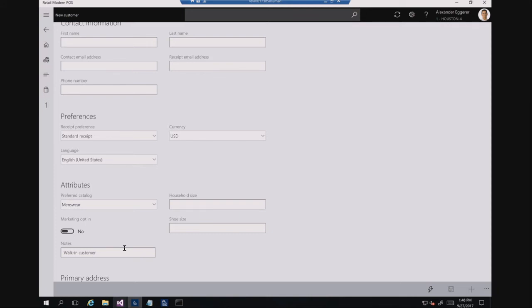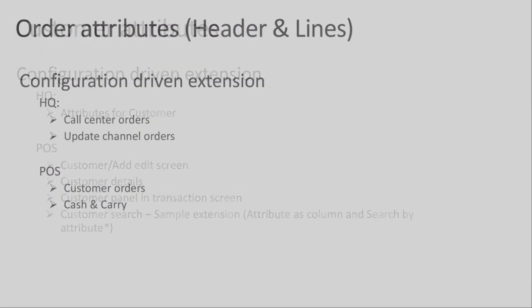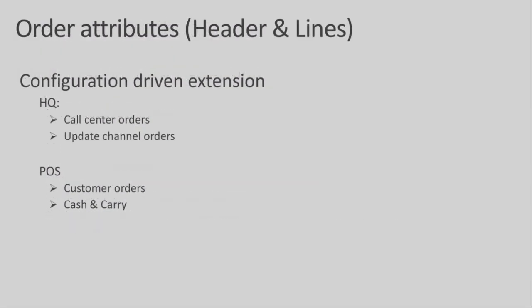Okay, let me switch back to the deck. The next thing we did was extend the same framework for orders also. For example, another common scenario we found everybody was customizing is sales order creation. I want to capture some additional fields, or during my cash and carry transaction, I want to create some more fields, right? So we extended the same attribute framework to support the order scenario also. I will quickly show a demo on that.